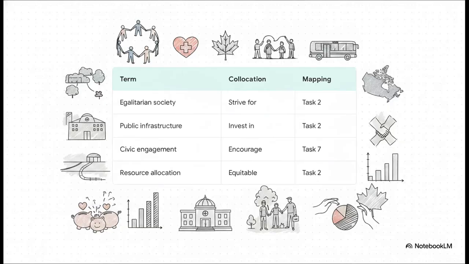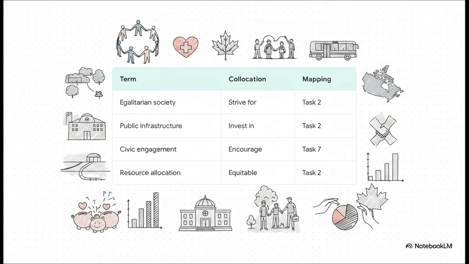These next 4 terms are absolute drivers for high-scoring arguments in Writing Task 2. First up, egalitarian society. You should really aim for the collocation strive for an egalitarian society. Contextually, Canada prides itself on being an egalitarian society through things like universal healthcare and equal opportunity. The biggest trap here? Mispronouncing it in the speaking test. Make sure you say egalitarian.